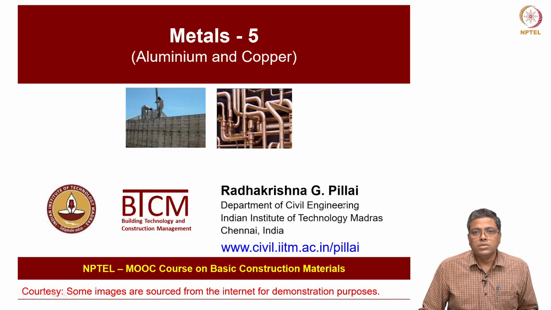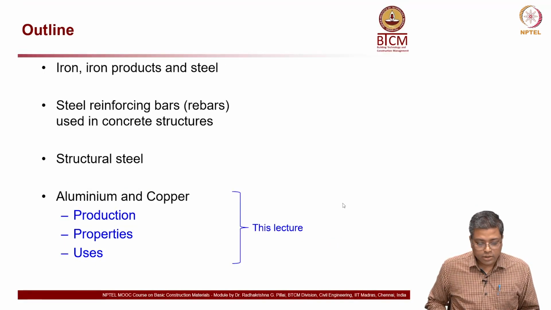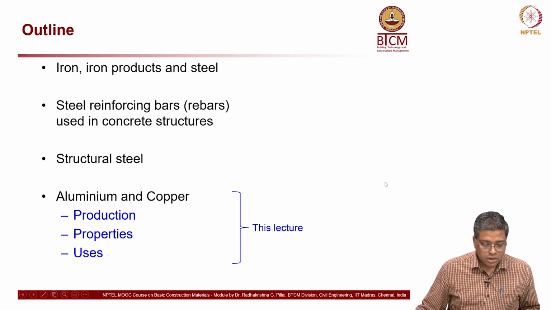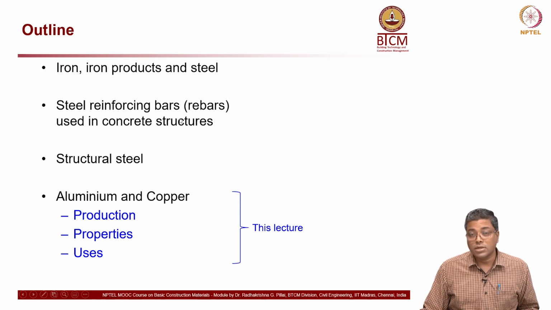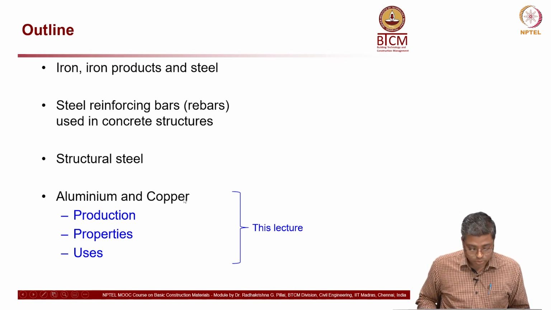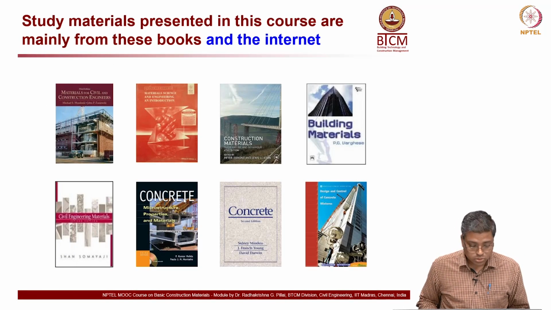Hi, in this course on basic construction materials, today we will look at aluminium and copper and their production, properties and uses. In the other lectures, we have covered iron products, steel and then steel reinforcing bar, also structural steel, and now we are looking at aluminum and copper and their production, properties and uses.